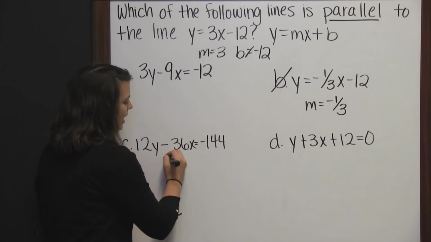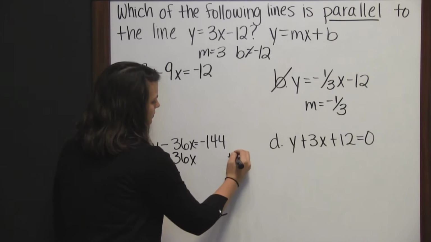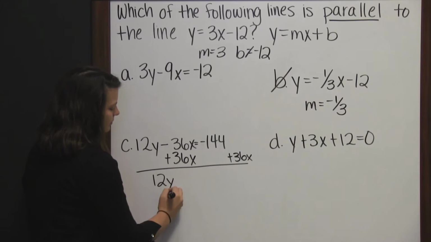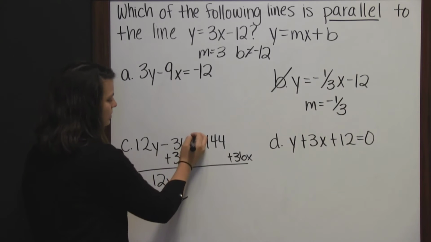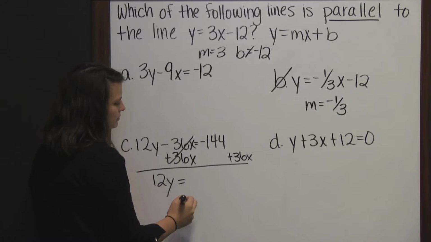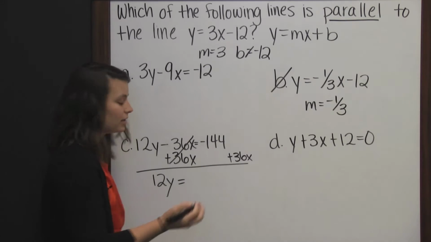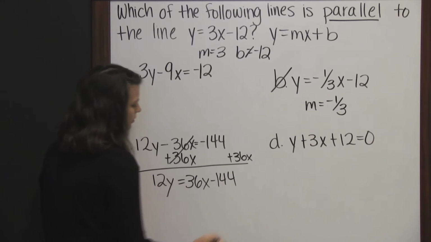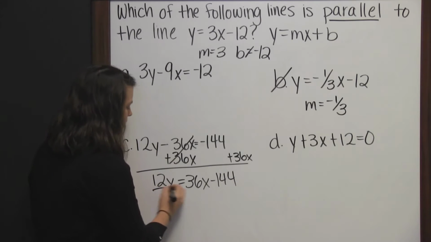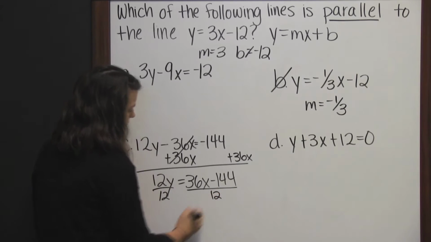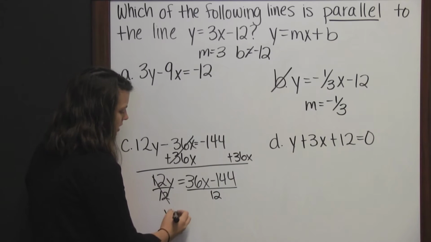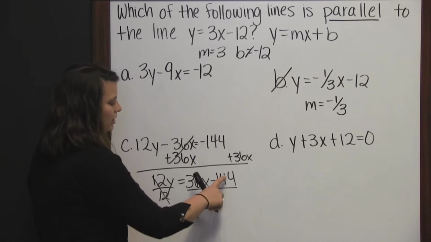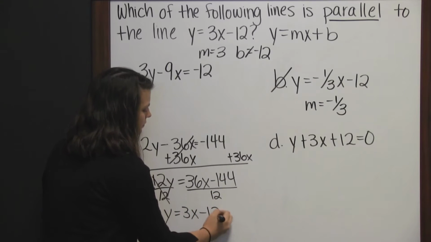The first thing we need to do is add 36x to both sides. So we bring down our 12y. Our negative 36x and our positive 36x cancel. We bring down our equals. These are not like terms, so we can't combine them. We just write them down. So positive 36x minus 144. Finally, we need to divide by 12 to solve for y. 12 divided by 12 is 1, times y is y, equals 36x divided by 12 is 3x, and negative 144 divided by 12 is negative 12.